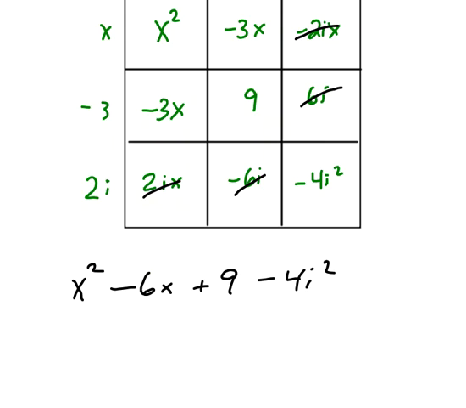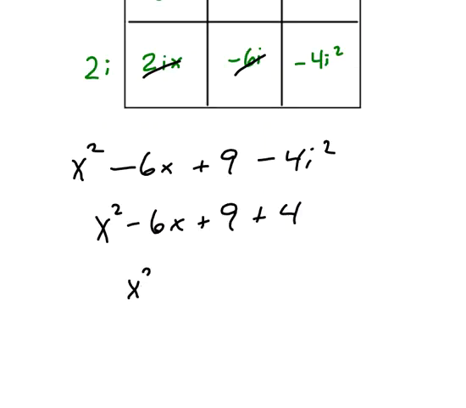But wait, there's still an i. But this time it's an i squared, and we know that i squared is negative 1. If I replace the i squared with a negative 1, it'll be plus 4, and I get x squared minus 6x plus 13. I'm not 100% done because I had 5 as another root, so I'm going to multiply again.